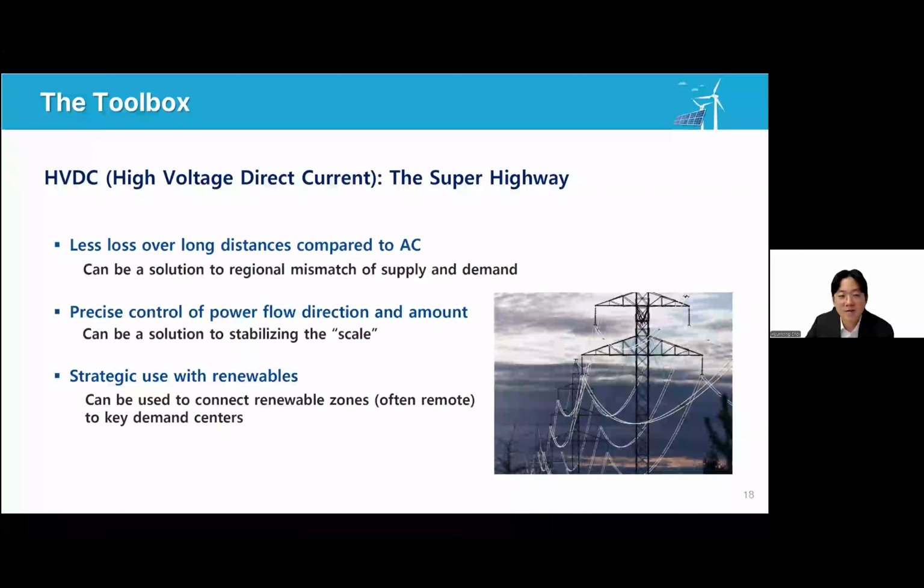Next, our second tool is HVDC, or high voltage direct current. I call this the superhighway. So HVDC has a major advantage over AC. It suffers far less energy loss over long distances. Moreover, it also allows for the precise control of power flow direction and amount, which is essential for stabilizing the grid scale. We can use HVDC strategically to connect remote renewable energy zones to major demand centers, solving the regional mismatch between supply and demand.